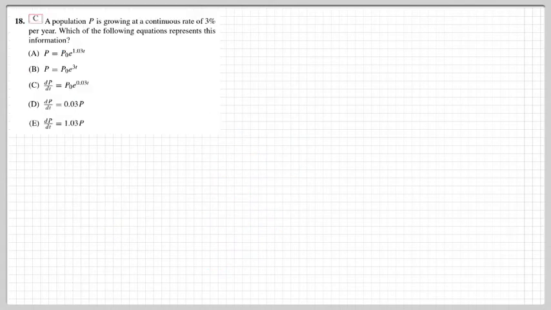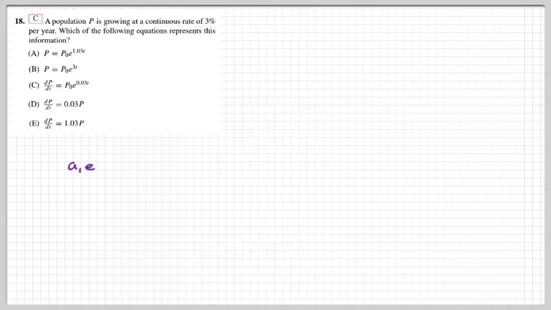On to number 18. A population is growing at a continuous rate of 3% per year. Which of the following equations represents this information? It looks like we got some differential equations in here, which is the whole reason why we're working on exponential functions right now, because there's something special about differential equations that come from exponential functions.